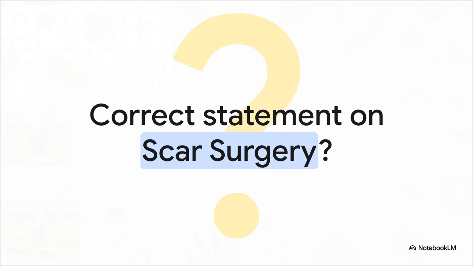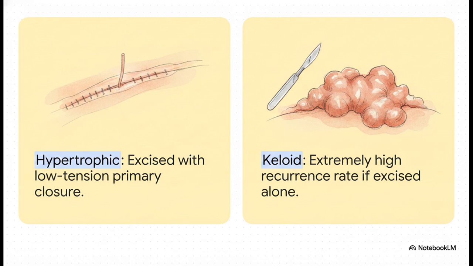Question 28. What is the correct statement regarding scar surgery principles? A, keloids occur randomly. B, histology is the same in a keloid and a hypertrophic scar. C, keloids appear early. D, a hypertrophic scar can be excised and closed primarily in selective cases. Or E, none. The correct answer is D.